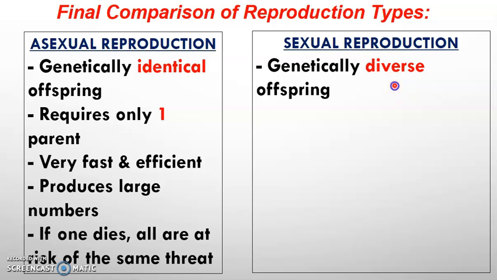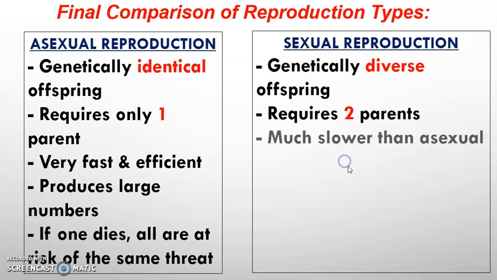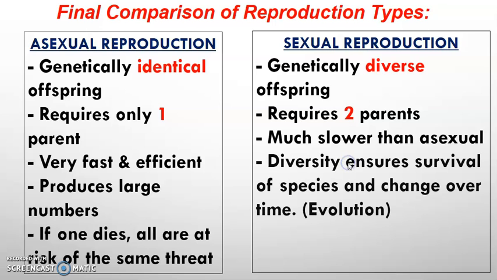Then for sexual, we're going to get more genetically diverse offspring possibilities. You need two parents this time around. Again, some plants can do asexual or sexual, but they would prefer to do this. It is, though, much slower than asexual reproduction.